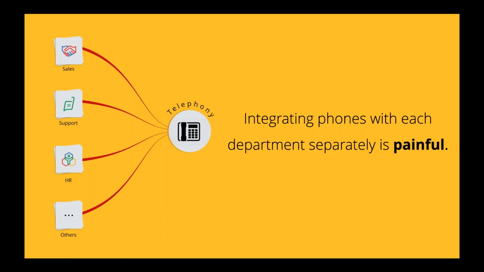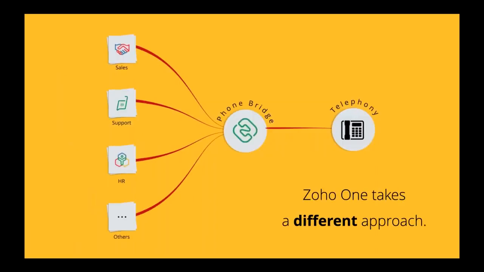Every time you have a support app, you have to integrate it with that, and so on and so forth. So we've tried to solve that problem with something called Zoho Phone Bridge, which is in Zoho One, which takes a totally different approach. Instead of tying your telephony system to your sales and support and all these different departments, you tie it once to Zoho Phone Bridge. And Phone Bridge is pre-integrated into sales, into our CRM, into Zoho Desk, into support, right? It's pre-integrated into all these different departments. So you don't have to go department by department, app by app, integrating this.